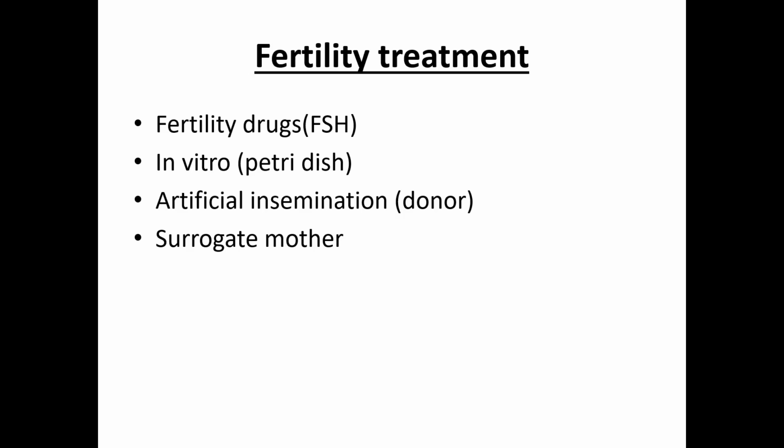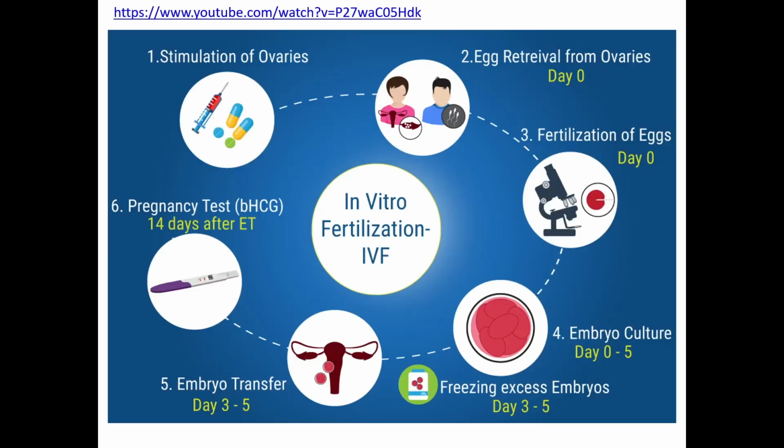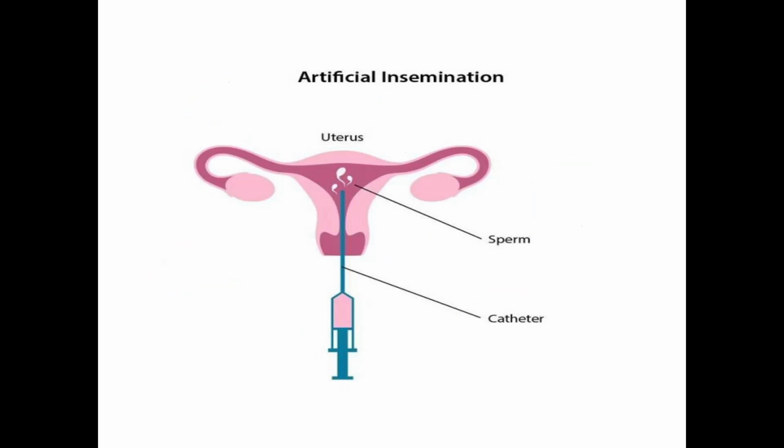Okay, so fertility treatment is FSH, in vitro, artificial insemination from a donor, or a surrogate mother. So yes, this is another type of fertility treatment that can occur. Alright. Okay, next one, in vitro fertilization, IVF. So where the LH and the FSH are injected to release several eggs, and the eggs are fertilized with sperm in the laboratory, and the embryo is returned to a woman's uterus. Okay, then artificial insemination is how it looks like this, and that's all. Boom!